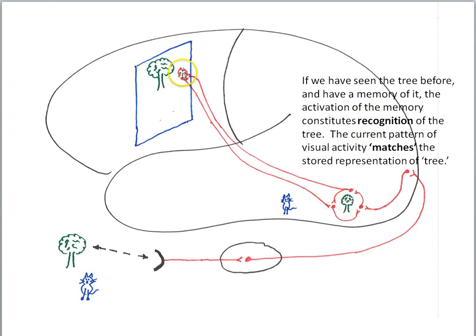But nevertheless, we become conscious of our tree when these loops of neural activity get established with the working memory system.